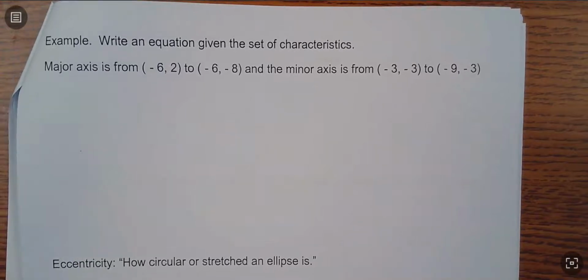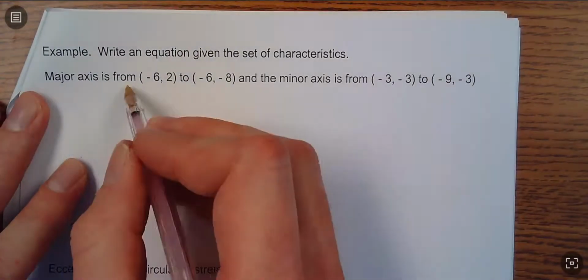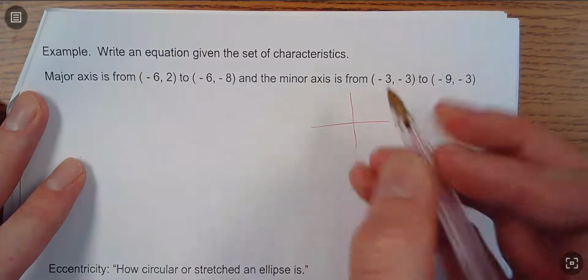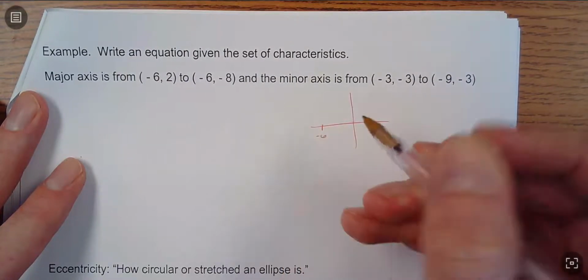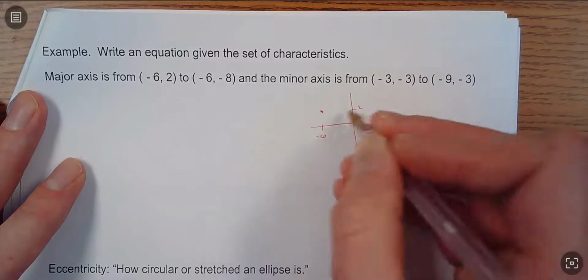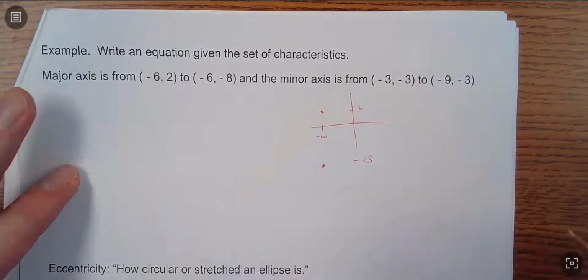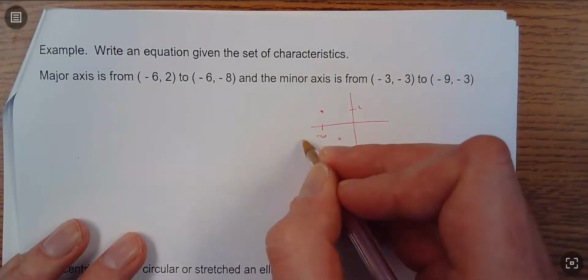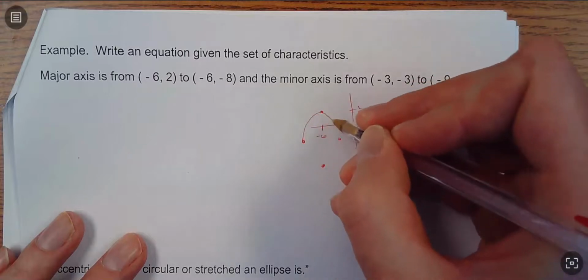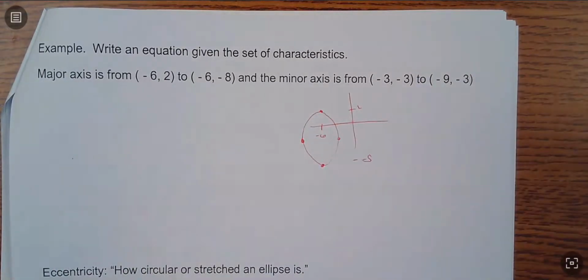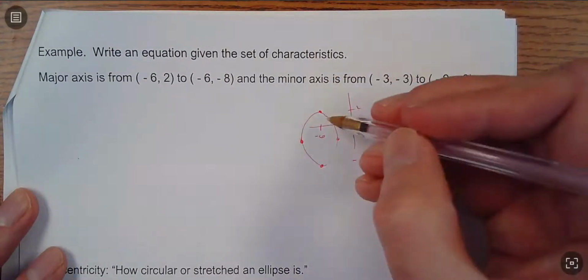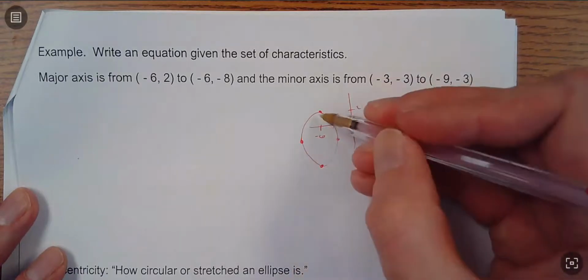Now, for the characteristics, my major axis, if it helps to do a sketch, if I go left 6, up 2, point left 6, down 8, here's negative 8. There's the major axis, and then the minor axis is negative 3, negative 3, negative 9, negative 3. There's just a quick little sketch of it. I'm going to figure out, first off, well, it looks like it is taller than it is wide. And this would be, let's see, this is 10 wide, or 10 tall.